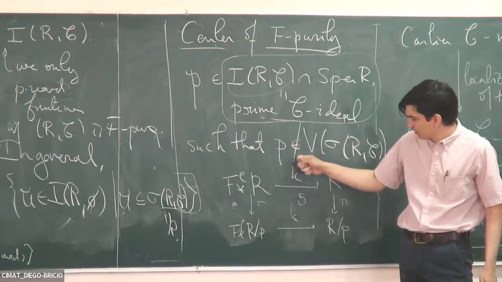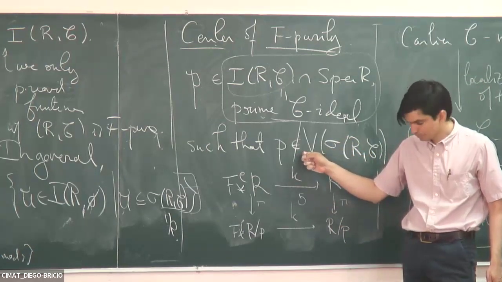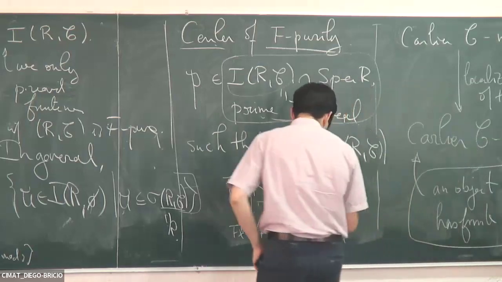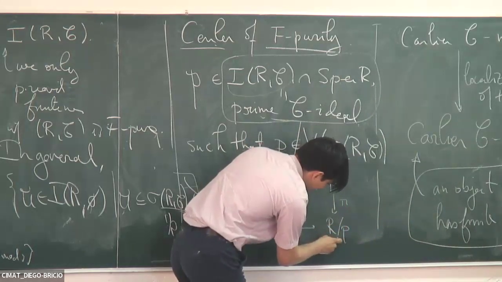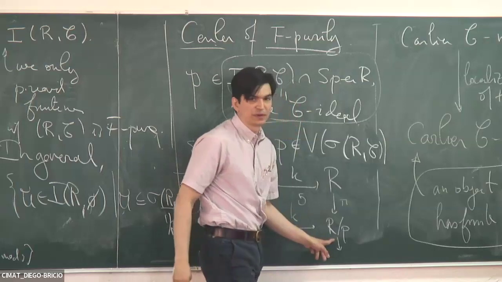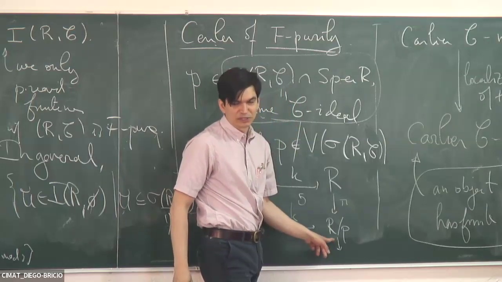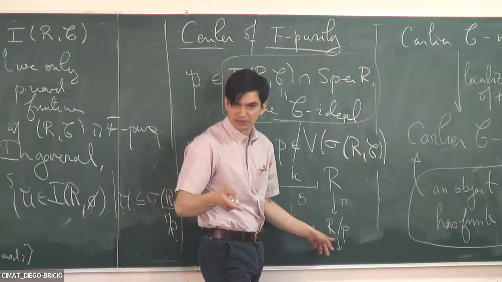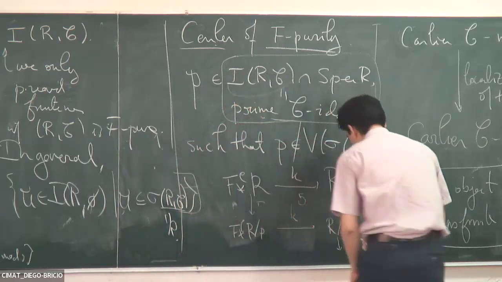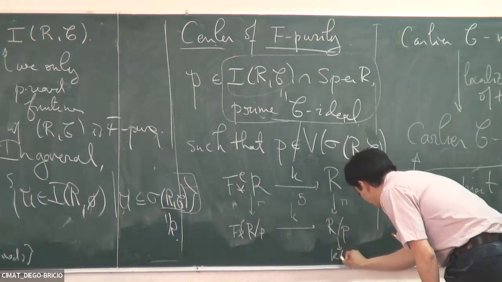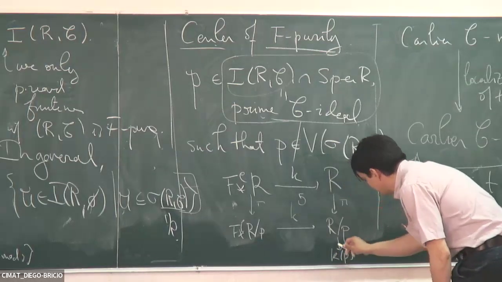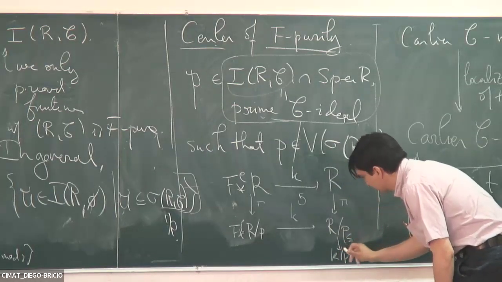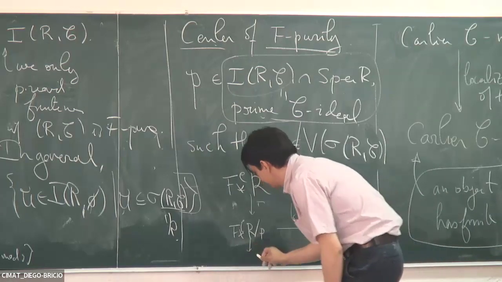But what is the meaning of this? Well, I can go further. I can consider the field of fractions of R modulo P, and the field of fractions also goes by the name of residue field of P. So here, we're going to have kappa(P), the residue field. So this is just localization.